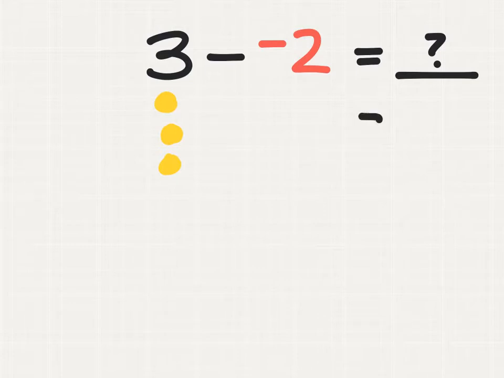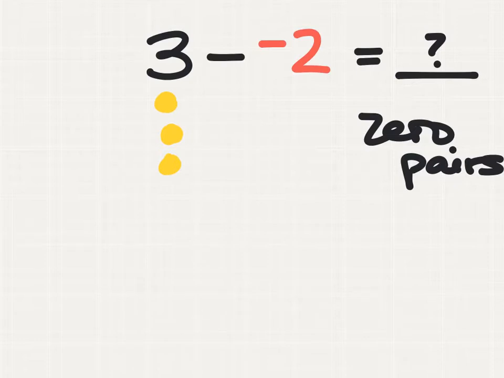But I do remember 0 pairs. I remember that I can eliminate a positive and a negative as 0, but I can also add a positive and a negative. Those are zeros that I'm adding right here. When I add these two zeros, which doesn't change my value, I now have two negatives I can take away. So when I take away the two negatives, I'm left with 5 positives. And so the solution, the difference, 3 take away -2, or 3 minus -2 equals 5.